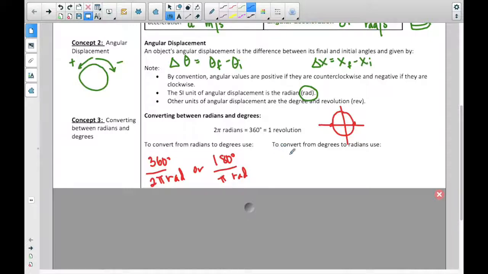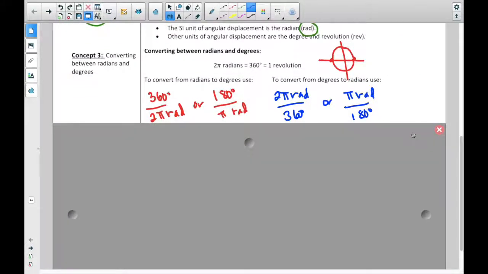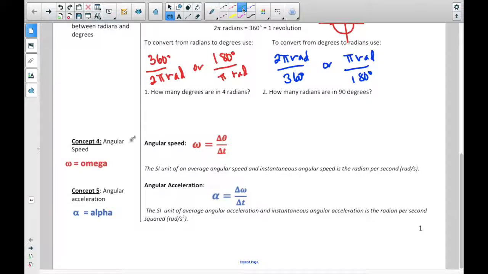If we need to go from degrees to radians, then we just do it the other way. We say that there are 2 pi radians in 360 degrees, or we say there are pi radians in 180 degrees. And so we would just use that to multiply to change over from one unit to another. And so we have an example here. How many degrees are in 4 radians?